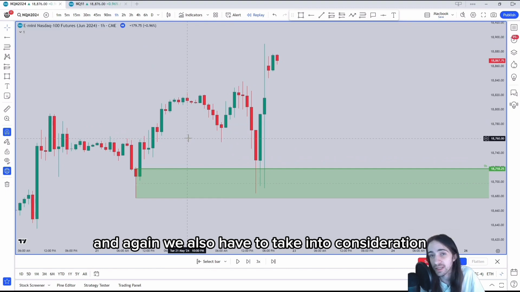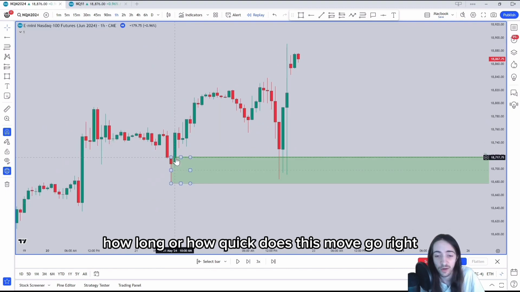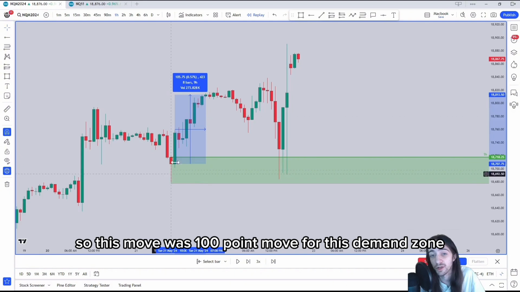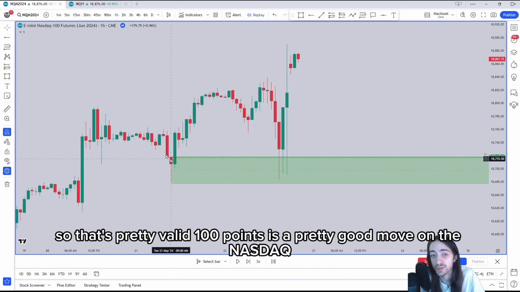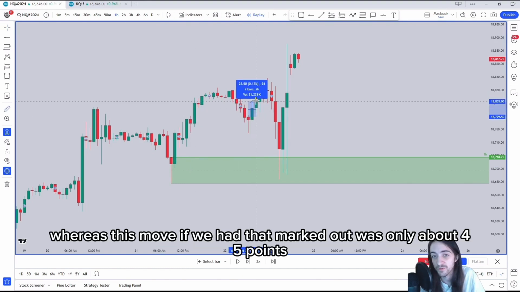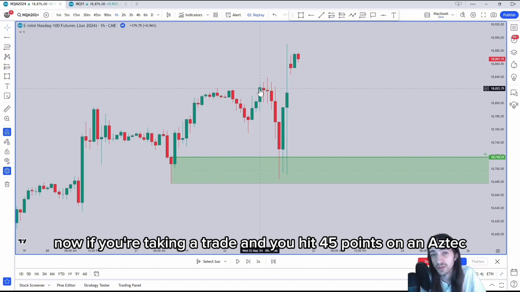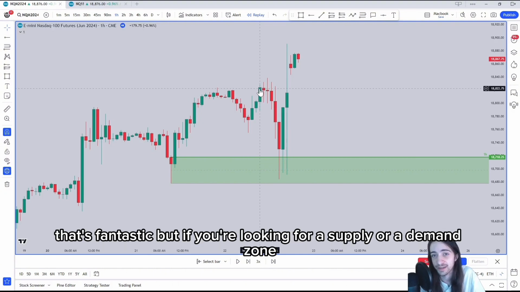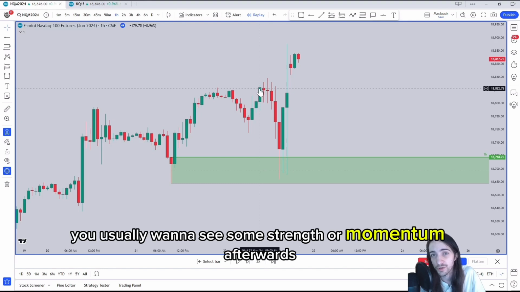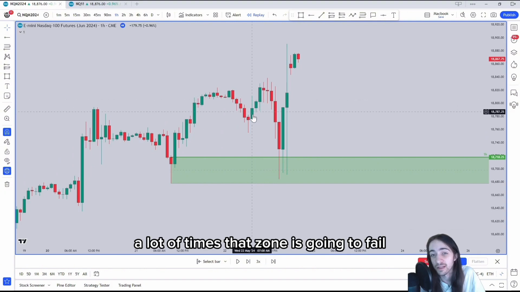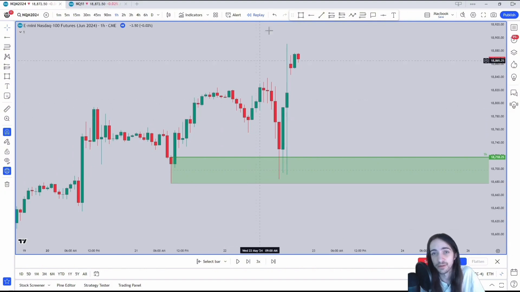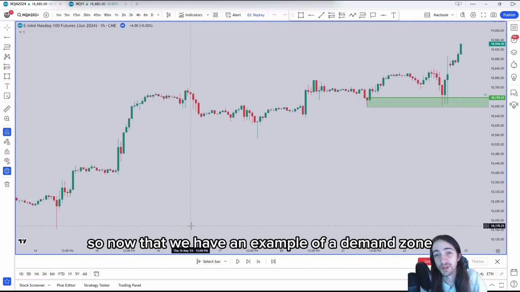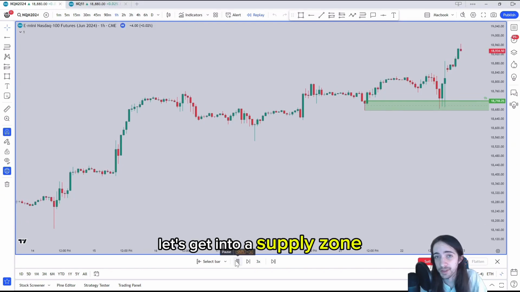And again, we also have to take into consideration how long or how quick the move goes, right? This move was a 100-point move for this demand zone, so that's pretty valid. 100 points is a pretty good move on the NASDAQ, whereas this move, if we had marked it out, was only about 45 points. Now, if you're taking a trade and you hit 45 points on the NASDAQ, that's fantastic. But if you're looking for a supply or a demand zone, you usually want to see some strength or momentum afterwards. If you don't have that, then a lot of times that zone is going to fail. So now that we have an example of a demand zone, let's get into a supply zone.